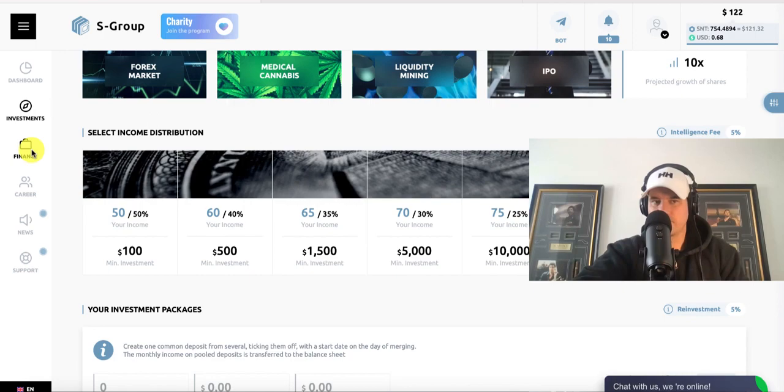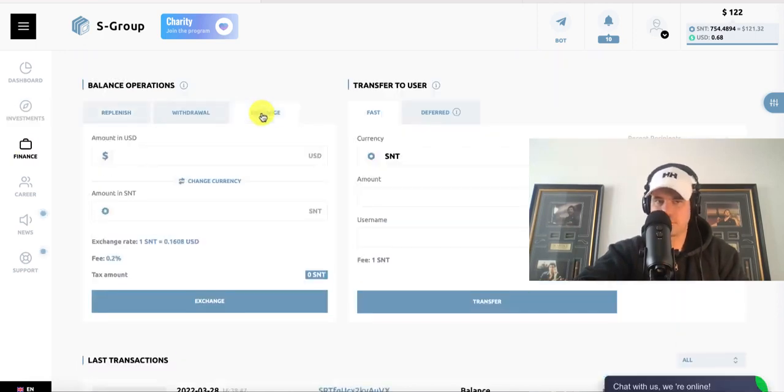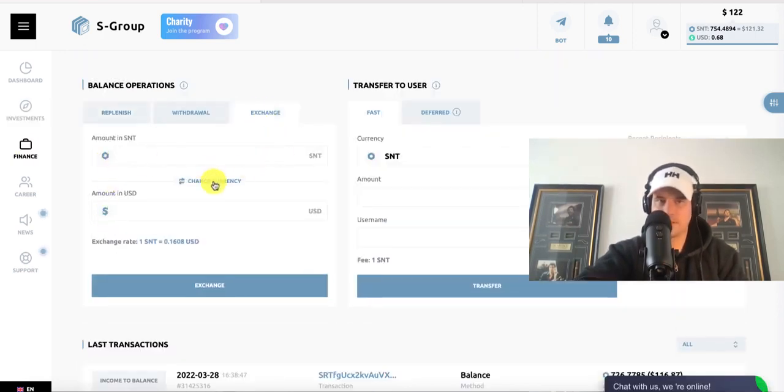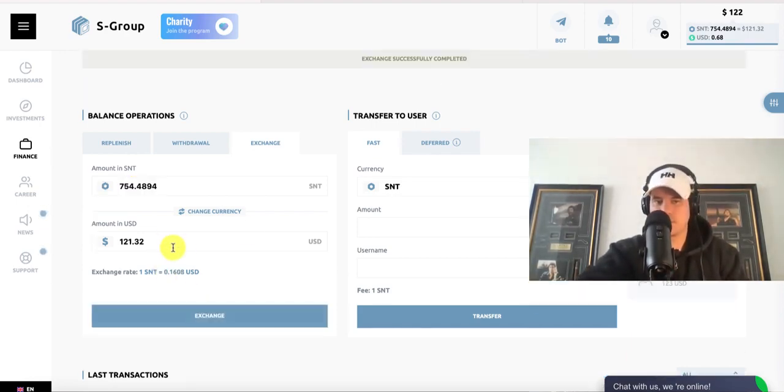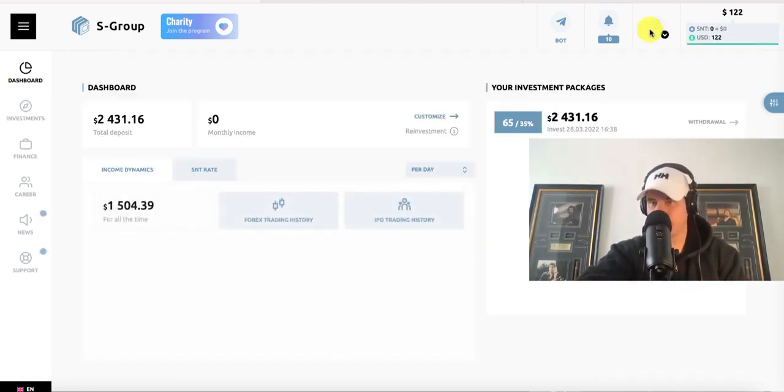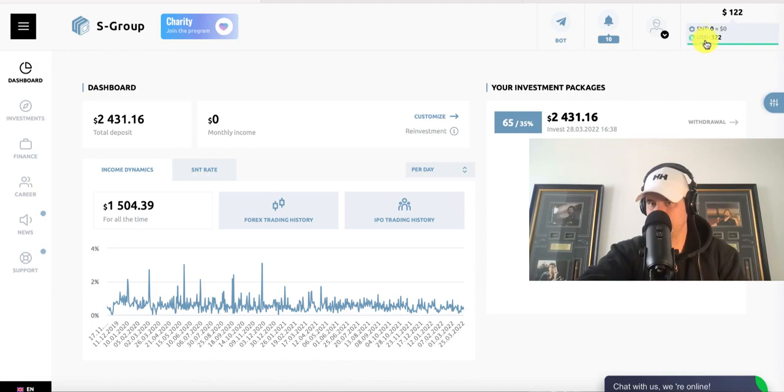Okay, so you shoot over to finance here, go to exchange, make SNT at the top, type in the amount of SNT tokens, and then exchange. It's going to cost me 1 token. That's successfully done. Click on dashboard, and I've got 0 tokens, and I've got all in USD, 122 USD.